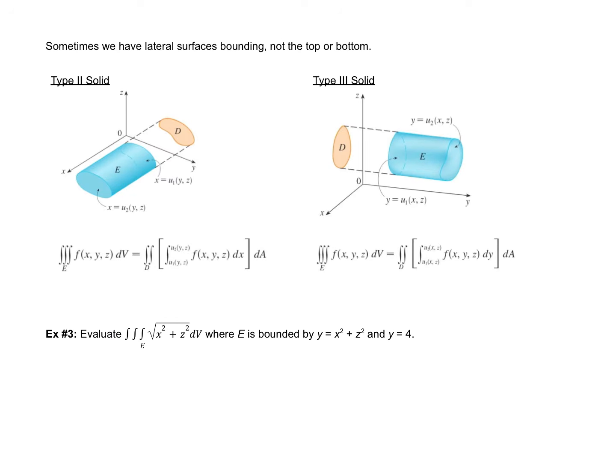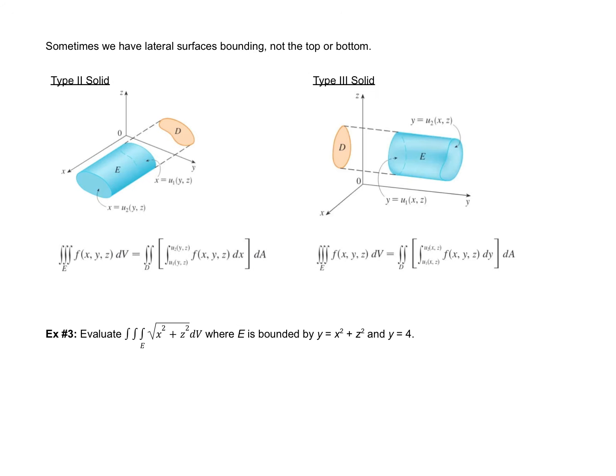So the next two we have are type 2 solids and type 3 solids. So sometimes you have lateral surfaces that are bounding the figure, not top or bottom. So if we look here, we can write x as a function of y and z. So if this was our solid, we're going to integrate with respect to x first. What we do then is project E onto the YZ plane to give us our 2D figure, which would give us our outer limits of integration. Type 3 solid is a similar idea. You can write y as a function of x and z, and then you're projecting onto the xz plane to find those limits of integration.